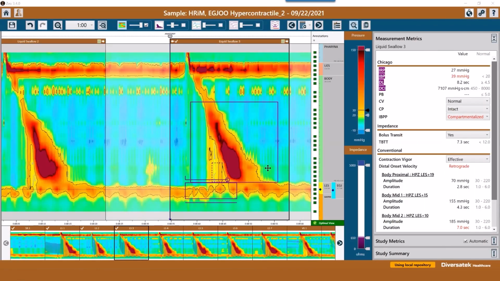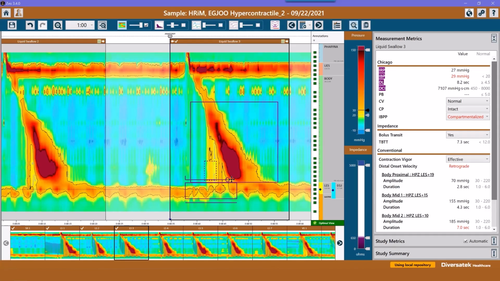Here's a study as an example. With Chicago 3, compartmentalized pressure below the contractile front needed to exceed 30 millimeters of mercury, seen here surrounded by the black isocontour line. But in Chicago 4, compartmentalized pressurization only needs to exceed 20 millimeters of mercury, as seen here surrounded by the gray isocontour line. So both vertical bands of pressure represent compartmentalization.